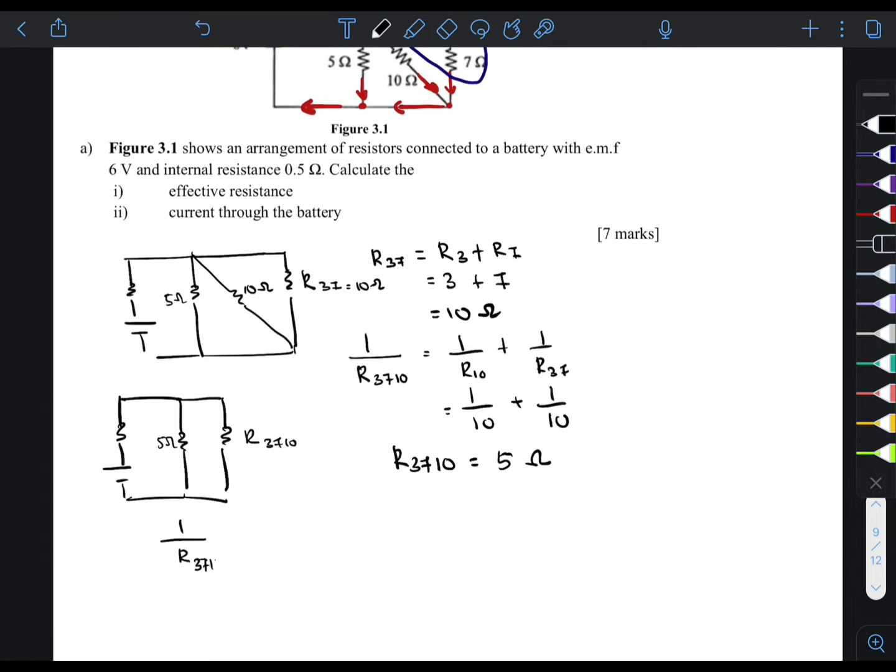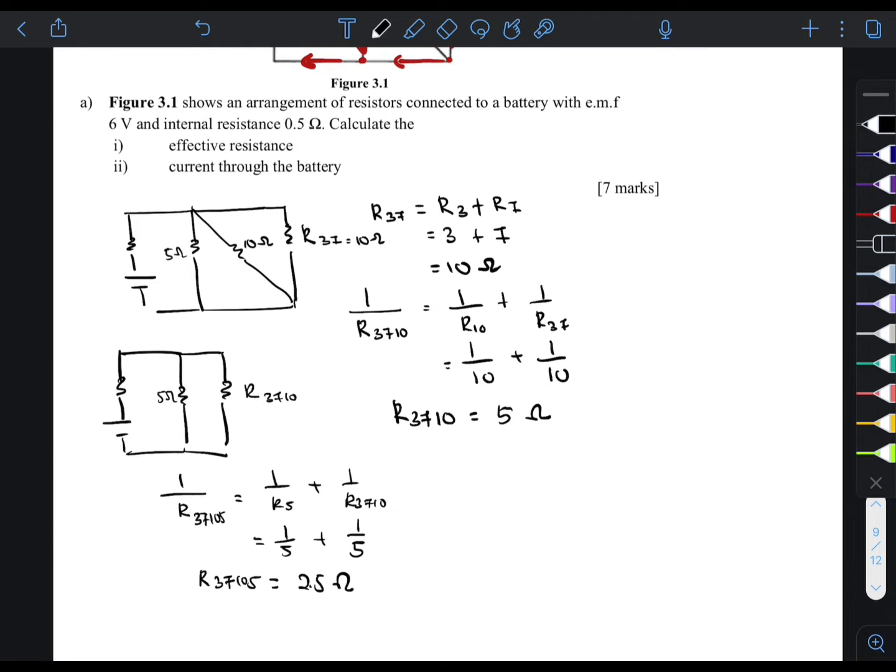So it will become R37105, which is 1 over R5 plus 1 over R3710. 1 over 5 plus 1 over 5, and then we'll end up with R37105 of 2.5 ohm. So you have to do 1 divided by the sum to get this particular answer.